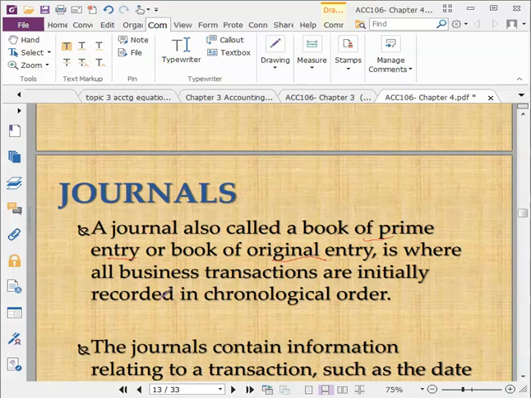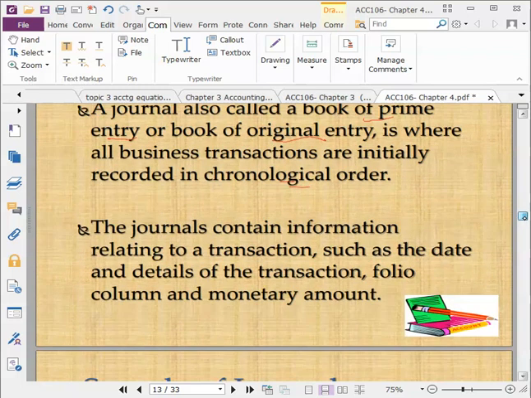Okay, the journal is where all business transactions are initially recorded in chronological order. Okay, maksudnya chronological ni, the transaction for the 1st of March, for example, and then the transaction for the 2nd March, no transaction on the 2nd March, pergi kepada hari yang seterusnya, 3rd March. Itulah maksudnya chronological order kat dalam jurnal. Dia ikut aturan date tu, tarikh.